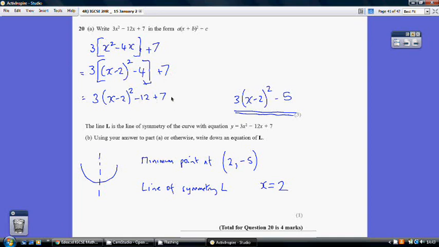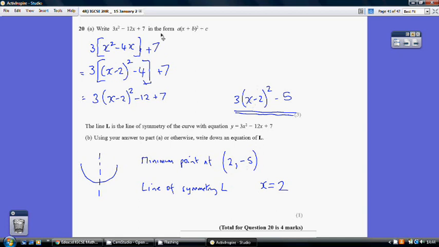Gathering them together, the minus 12 and the plus 7, I get this as a final answer. So that is now in that format. Now, completing the square allows us to work out the minimum point. The minimum point is going to be when x is 2, because the bracket then becomes 0. When you square something, the smallest it can be is 0. So our minimum point is at 2, and for what it's worth, minus 5.